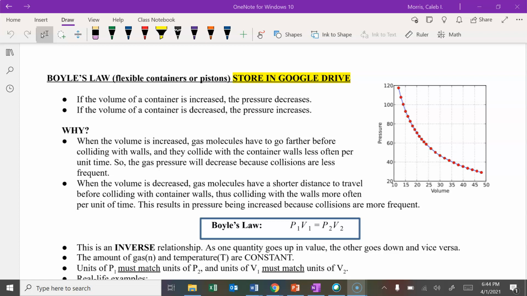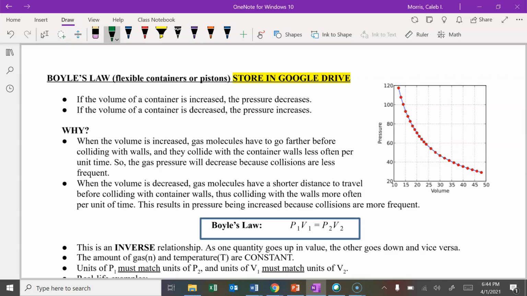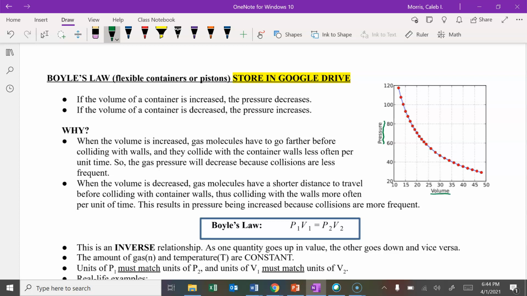The first one we want to talk about is Boyle's law. Now Boyle's law is talked about when we have a flexible container or a piston. In other words, the volume is allowed to change. Because Boyle's law is the relationship between pressure and volume. You could see that on this graph on the right hand side, that I've got pressure and I have volume. Those are the two things that we're showing the relationship to.